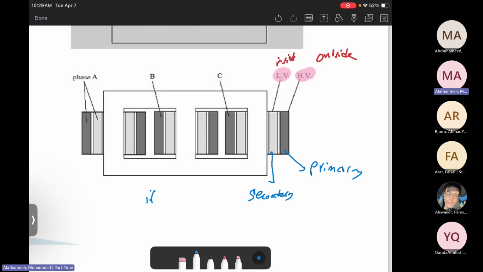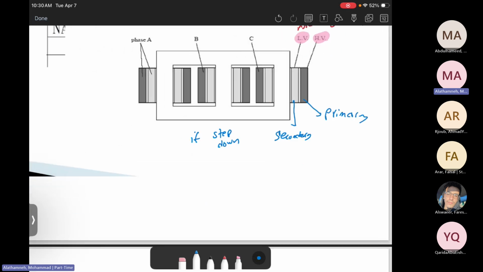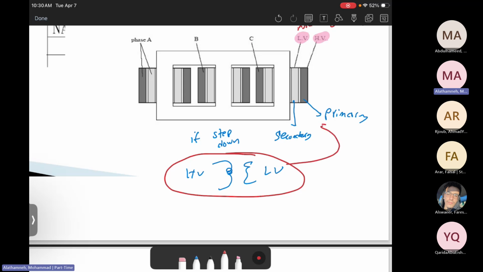If step down, the thing about it, keep the lower voltage side inside, the high voltage side outside. Because as we know in the transformer, there is a high voltage side and there is a low voltage side. Then when you do the winding in real life application, that's how we're doing it.